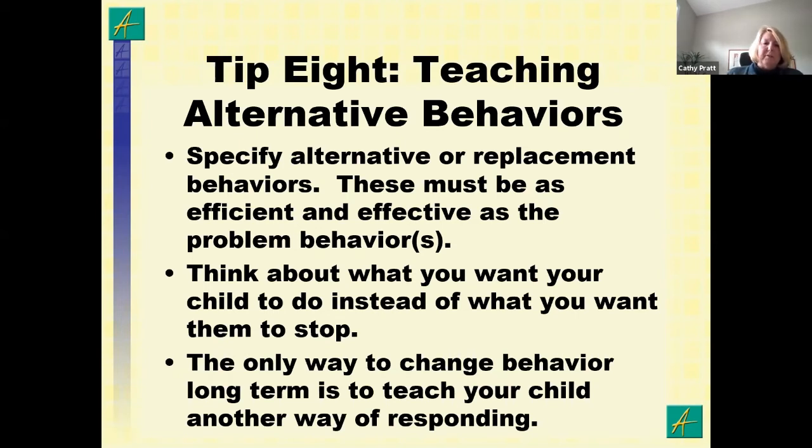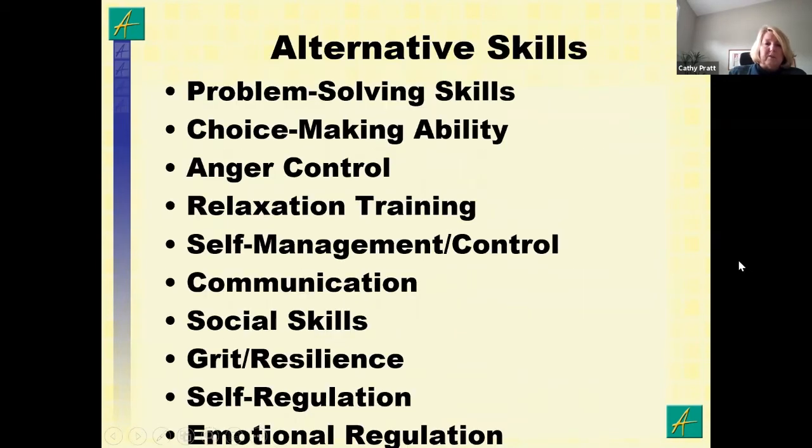So if we are teaching children coping strategies, if we are teaching them strategies in terms of emotional regulation, we have to make sure that we pay attention to those behaviors as much as we do to challenging behaviors. So always think about what you want your child to do instead of what you want them to stop. And we know that's the only way to change behavior in the long term.